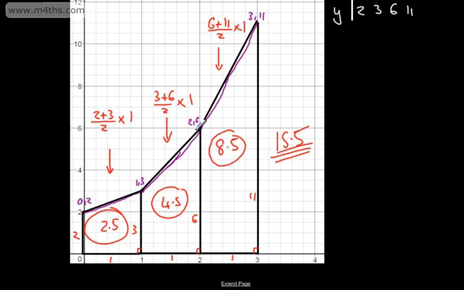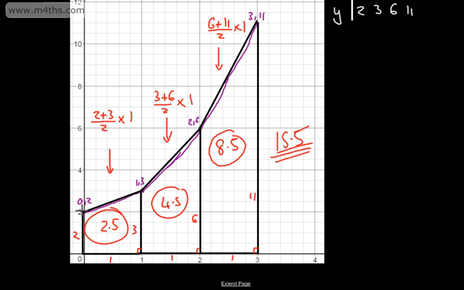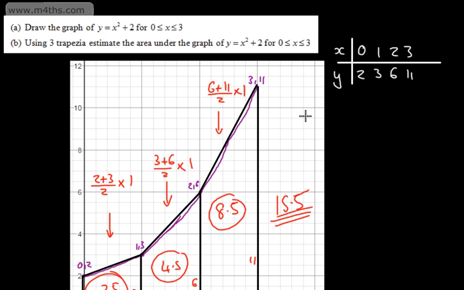At the moment, this is quite crude. But if we'd only taken 1 trapezium, we would have got a really crude example, because our chord, remember the chord is a straight line between the 2 points, would have gone there. And we would have had this massive overestimation as a result of not being close to what the curve looks like. So that's how we do it.